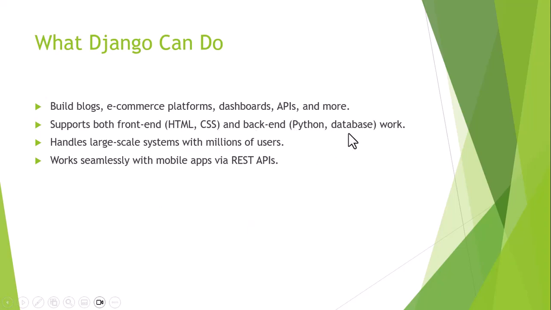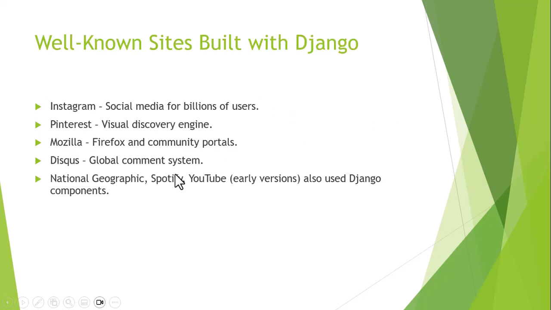It also handles the back end, that is Python and databases. It also handles large scale systems with millions of users. So it is a very, very powerful framework. It also works seamlessly with mobile apps via this API called REST, as we shall be able to look at as we go forward with our playlist. So what are some of the sites which are built on Django? We have Instagram, Pinterest, Mozilla, very many of them. Out there, there are very many web applications that are running on this framework. So it is a very good framework, and it is very important to know it as a Python developer.